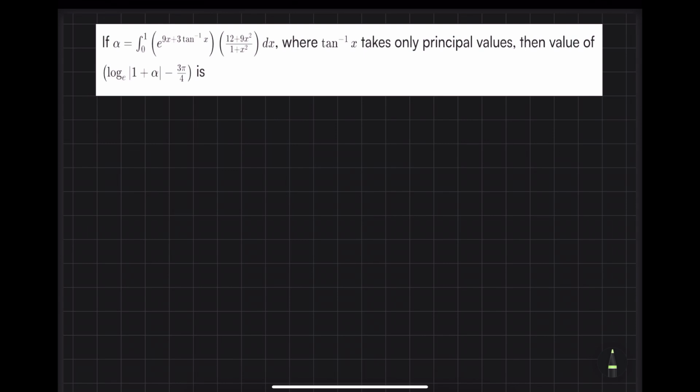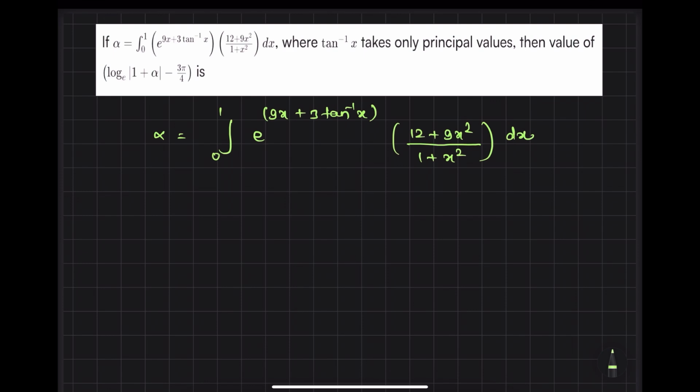So the idea is, you know that you have to do integration. So look at this. Suppose alpha is given as integration from 0 to 1 of e power (9x plus 3 tan inverse x) and then (12 plus 9x square) upon (1 plus x square) dx. Correct? So how do you have to respond to these kind of questions?